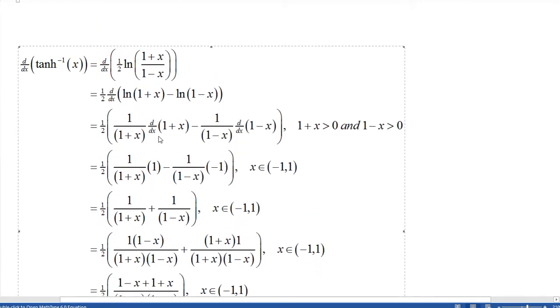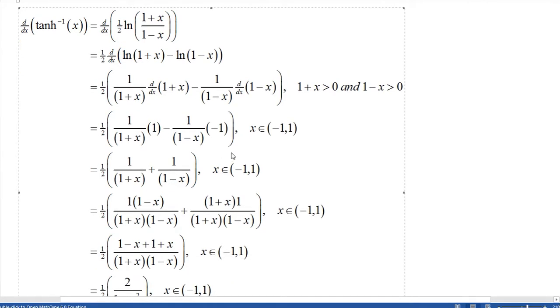And we need to make the restriction that the 1 plus x has to be positive and the 1 minus x has to be positive. So notice this one says that x is greater than -1, and this one says at the same time x is less than +1. So x has to be in the interval -1 to 1, which is no surprise because our original function x had to be in that same interval. So that's good news there. Just fine. And so anyway, this reduces to this right here.